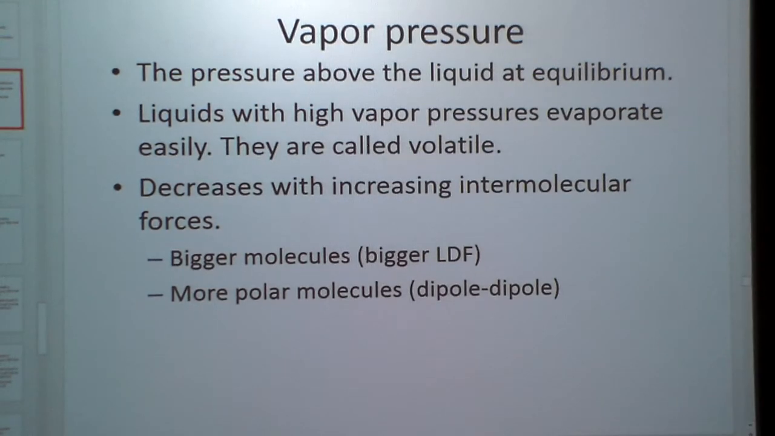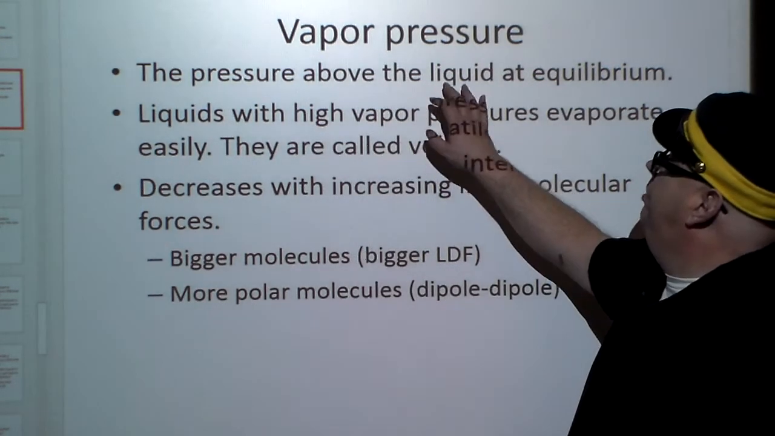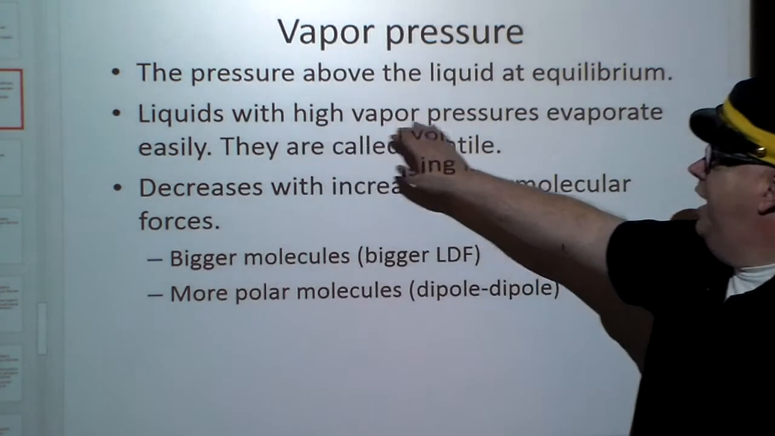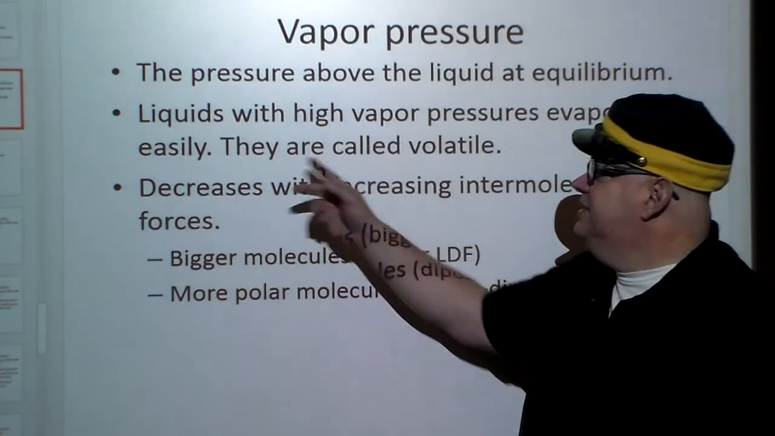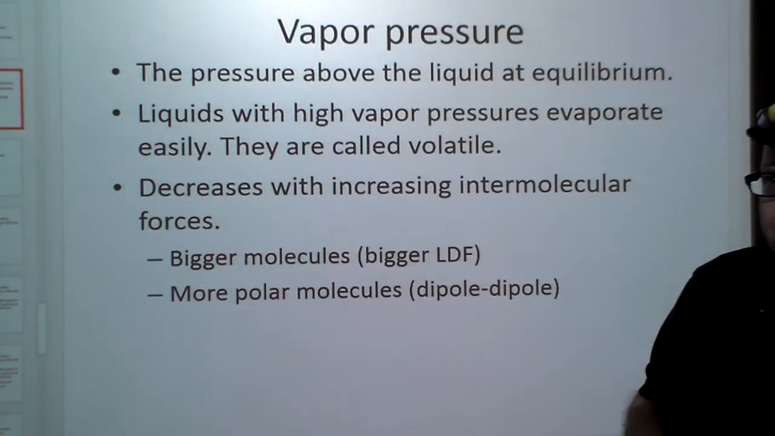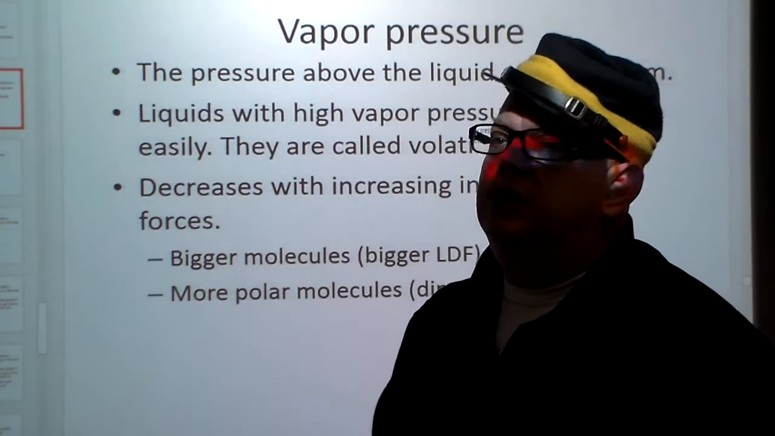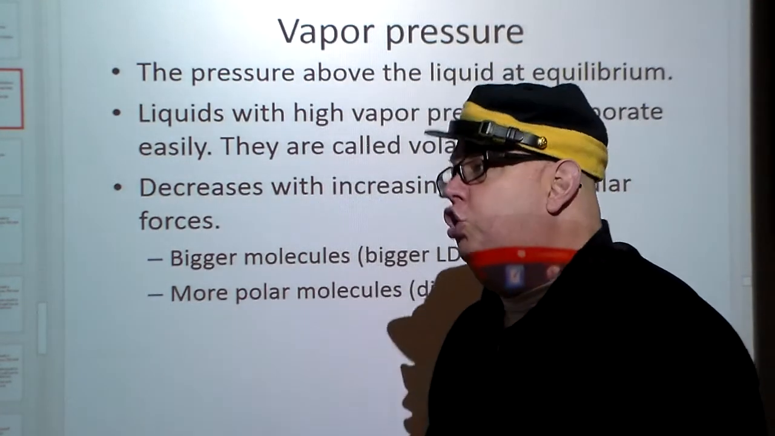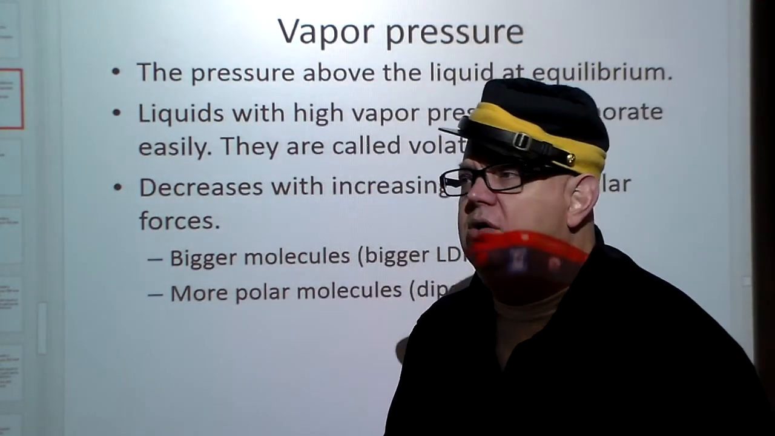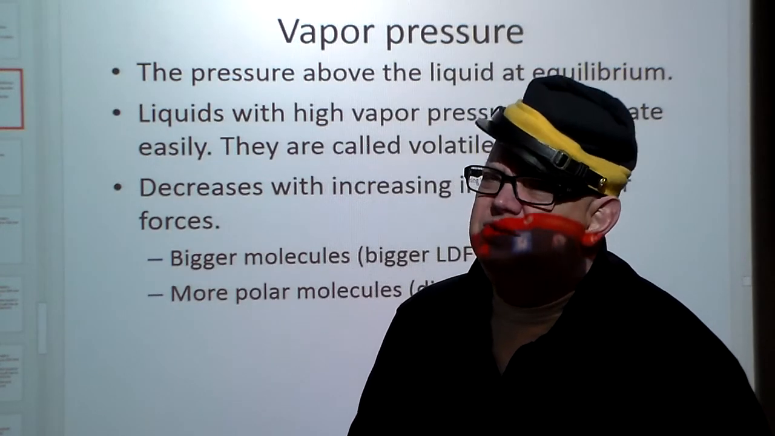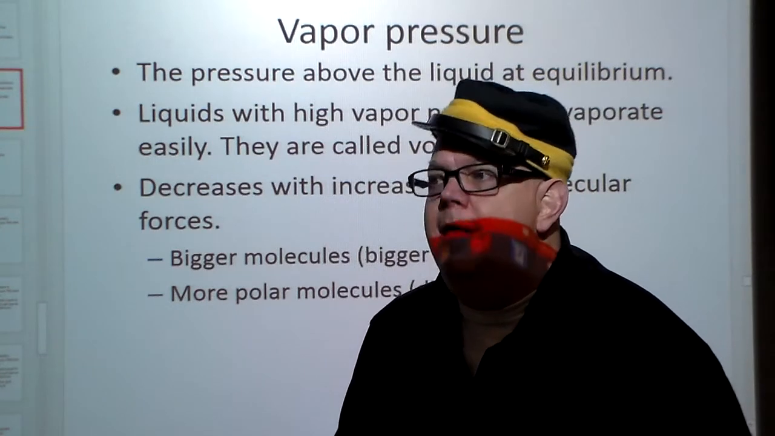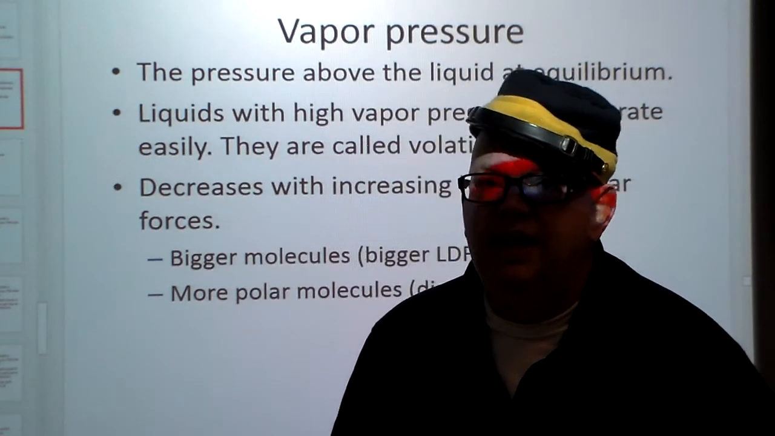Vapor pressure. So the vapor pressure is the pressure above the liquid at equilibrium. Okay? Liquids with high vapor pressures evaporate easily. They are called volatile. So when you hear the word volatile, that means it's going to evaporate fairly easily. What are good examples of liquids that are volatile? Water is not that volatile, but many alcohols are. They do evaporate fairly easily.